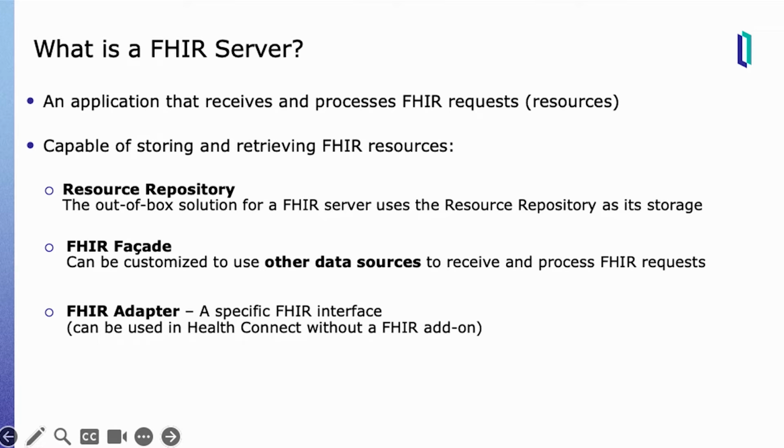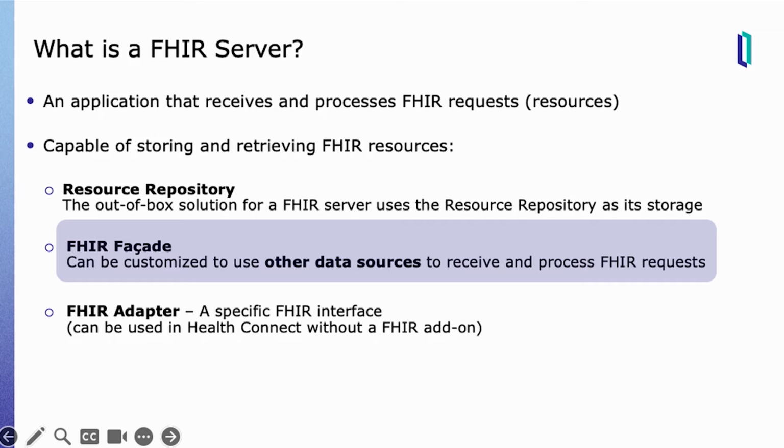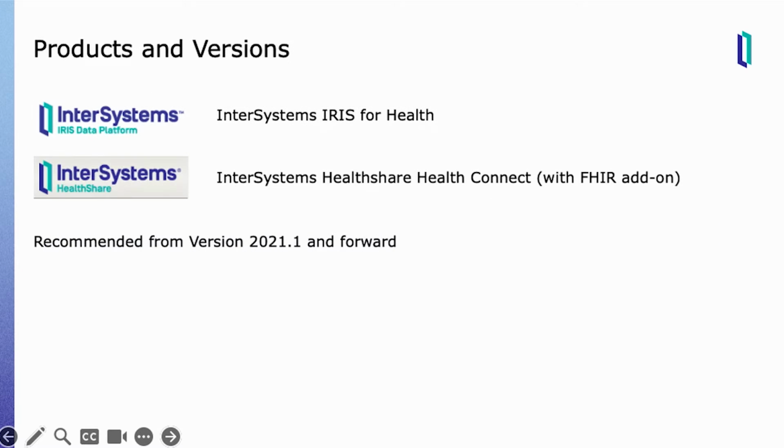The third option is to use our own FHIR adapter. The FHIR adapter is not basically a FHIR facade. It's basically a single interface that supports FHIR, but it doesn't give you a full FHIR facade. It gives you an endpoint, or in our case, a web application that you can send information into production and go from there. We're going to speak about the second one, the FHIR facade option.